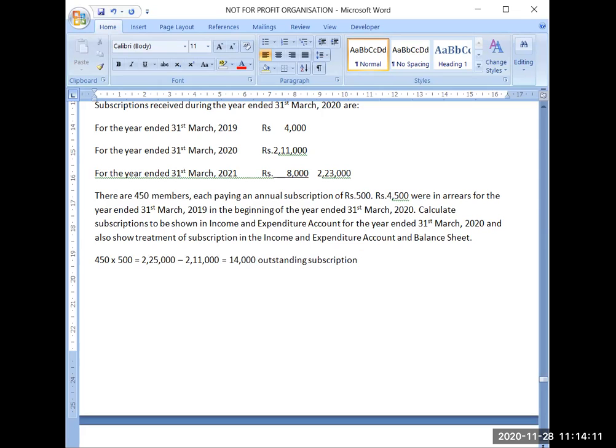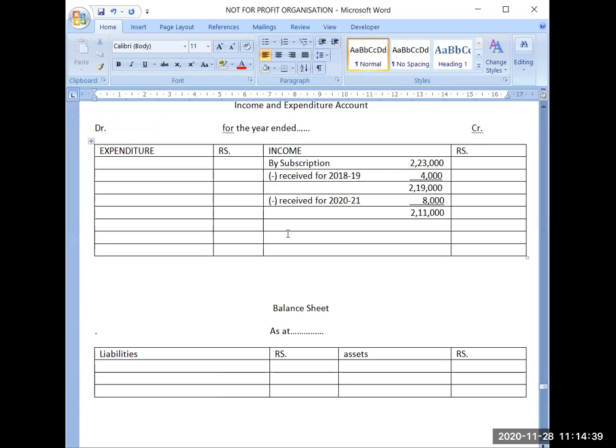And I should use the words for the current year, 2019-20. This is the amount of subscription outstanding for the current year, because out of the current year income, I have deducted only the amount received for the current year. That's why this is the amount of income outstanding for the current year. So that I will be adding here.